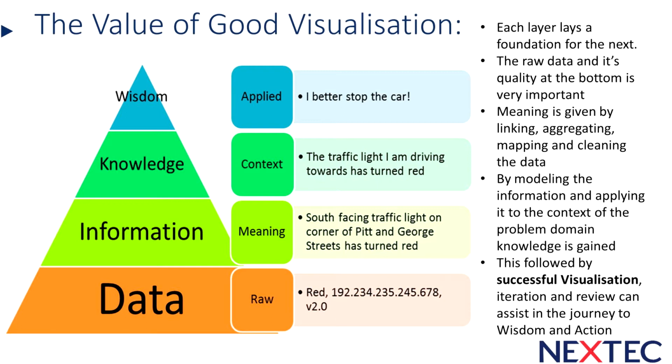Then we add meaning to raw data. Then you apply it through the context of your problem. It could be any problem, but in this context, the traffic light I'm driving towards has turned red. And it's through these processes that you reach the wisdom that you apply an action to. Like, oh, I'd better stop my car because the robots are red. This is just a demonstration of how it works.